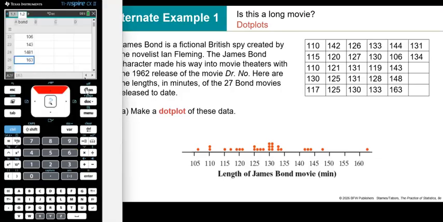Oh, wow. 143, and then 148, and then 163, and 131, and 134. Okay, there's 27 pieces of data. Is that right? Yeah, that looks about right. So maybe I actually typed these in right.